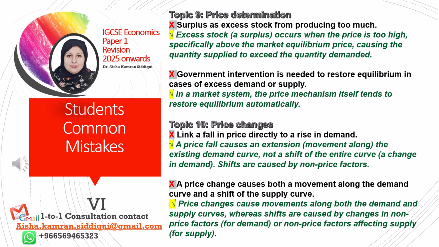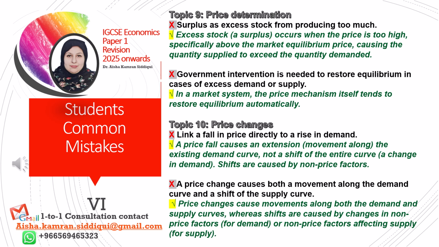Second, the government intervention is needed to restore equilibrium in cases of excess demand or supply. This is an incorrect concept. The correct thing is that in a market system, the price mechanism itself tends to restore equilibrium automatically.